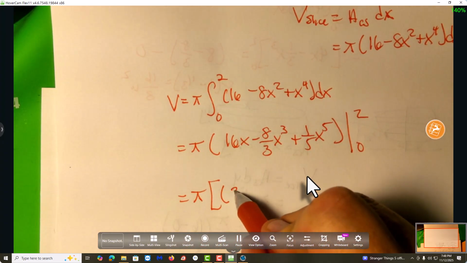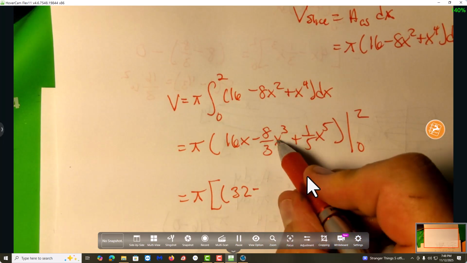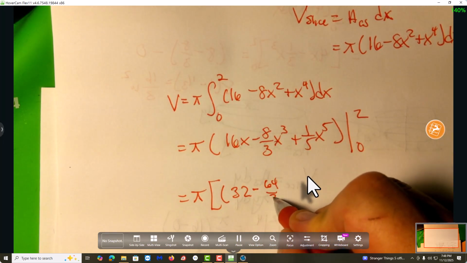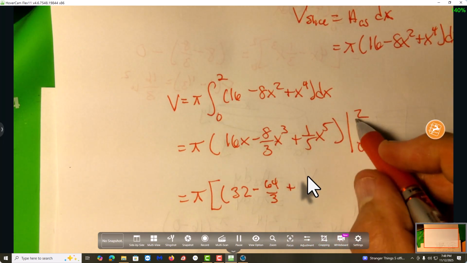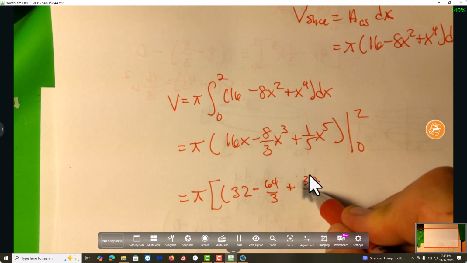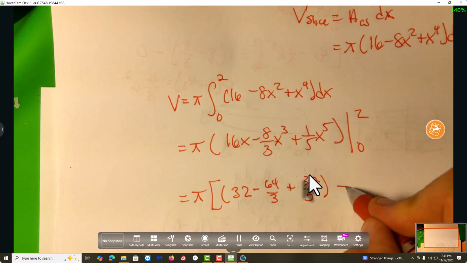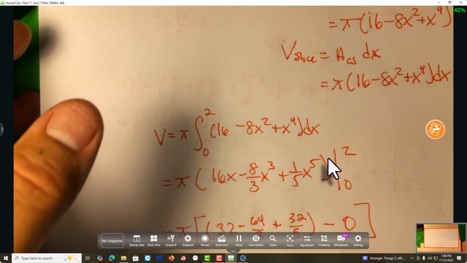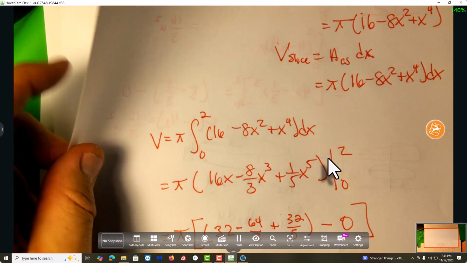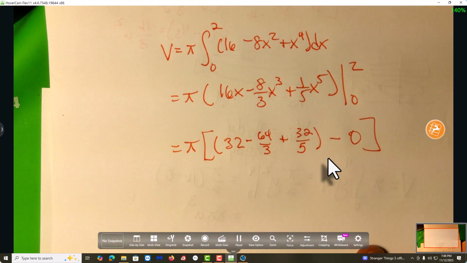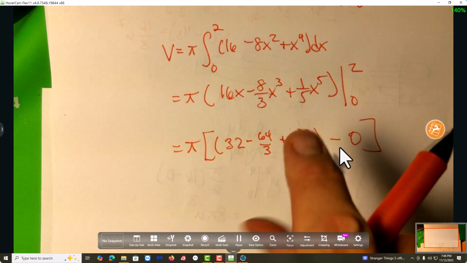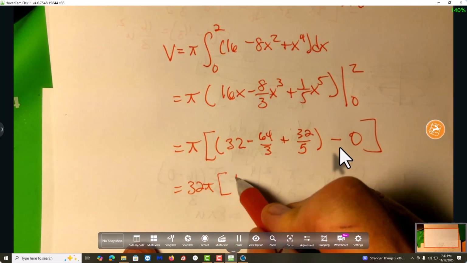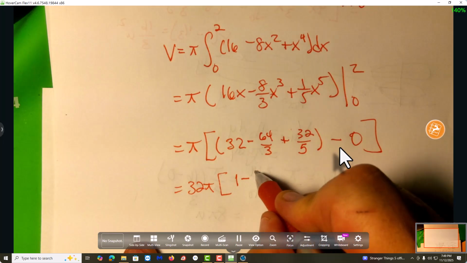Is 16 times 2 still 32? 2 cubed is 8, 8 times 8 is 64. But I'm not going to do any arithmetic to start, because watch this. And 2 to the 5th is 32, so 32 fifths, minus a bunch of zeros. Now, guys, use arithmetic to help you. What's going to help you in arithmetic is factoring, because 32 is a factor of all these numerators, so I'm just going to factor it out for a second. So that's a 1 minus 2/3.